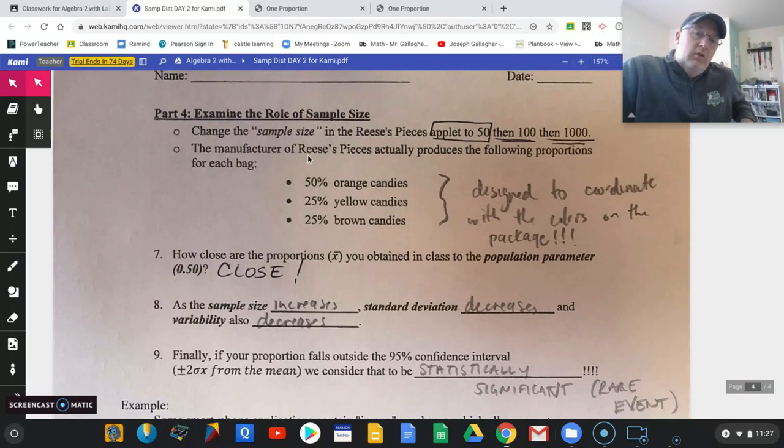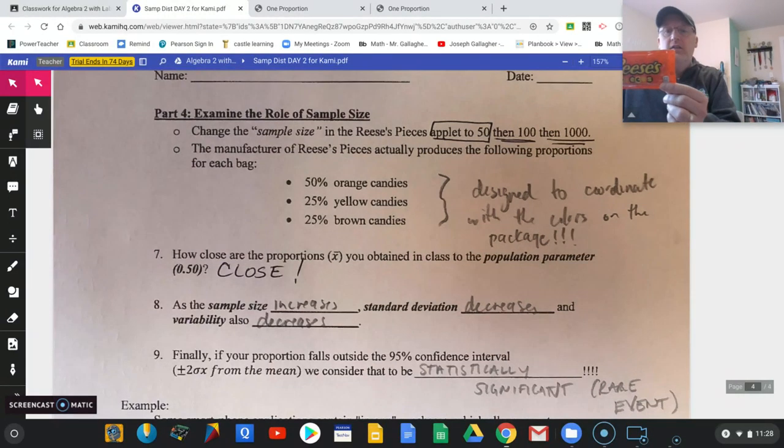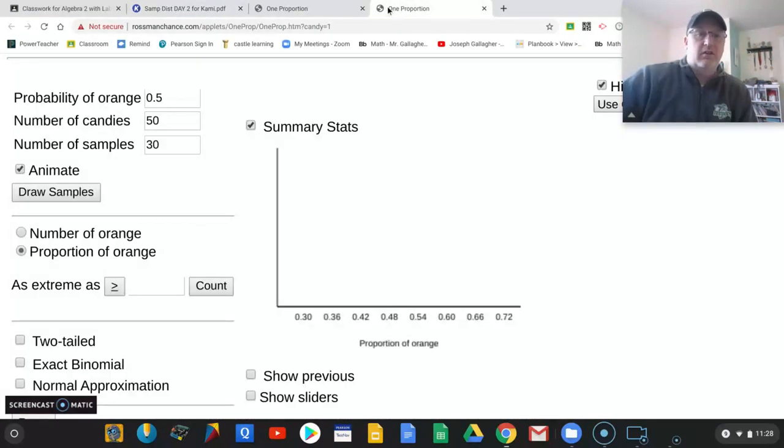But just so you know, when you look up the information about Reese's Pieces, they actually tried to design the colors of the Reese's based on this label. You'll notice the bag is more orange than anything else, and then there's yellow and the browns. They actually tried to coordinate it with the colors on the package. They have the majority of the candies are orange, 50%. 25% are yellow and 25% are brown. So what we're looking for is to see what happens when we do that. But we're going to change our sample size.